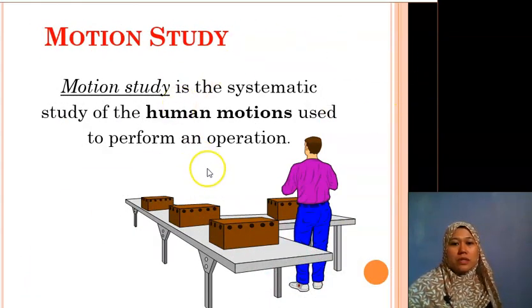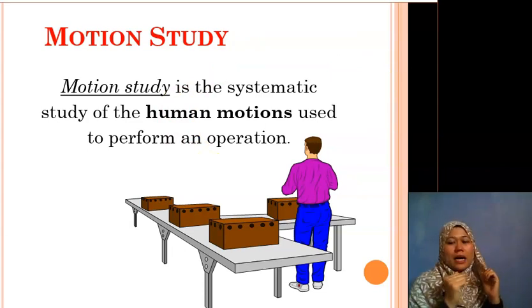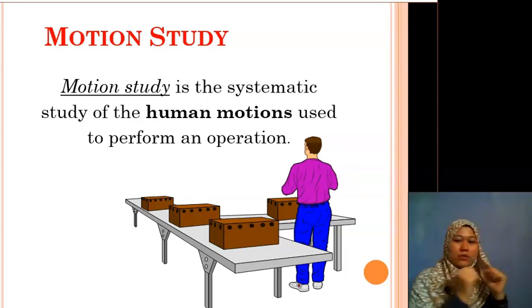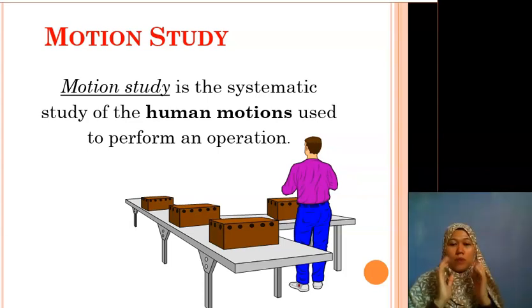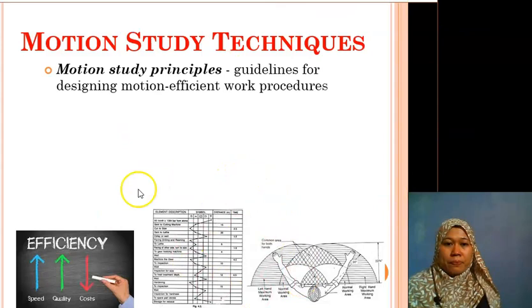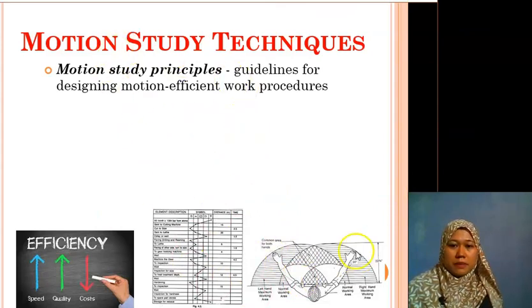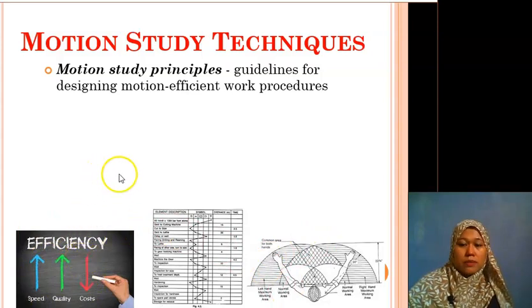Okay, we look at motion study. Motion study is more on human motion, more on movement: how the workers turn their body, use their hands, how they reach for something. Is it too far? So we need to observe the movement. So these are the examples. For the motion study principle, we need to know how far they are reaching for the tools, because we need to know the efficiency of the job done.